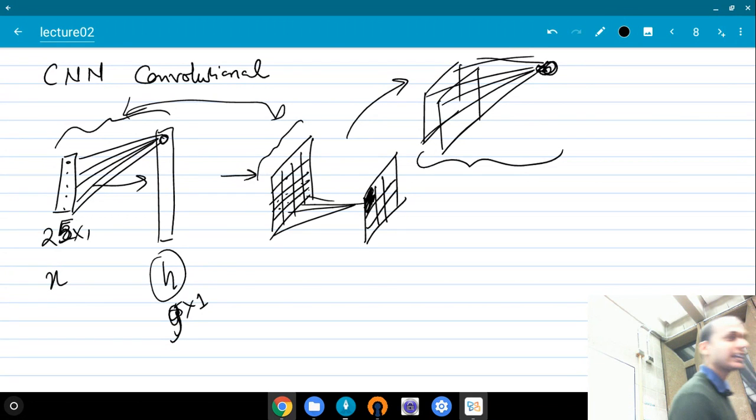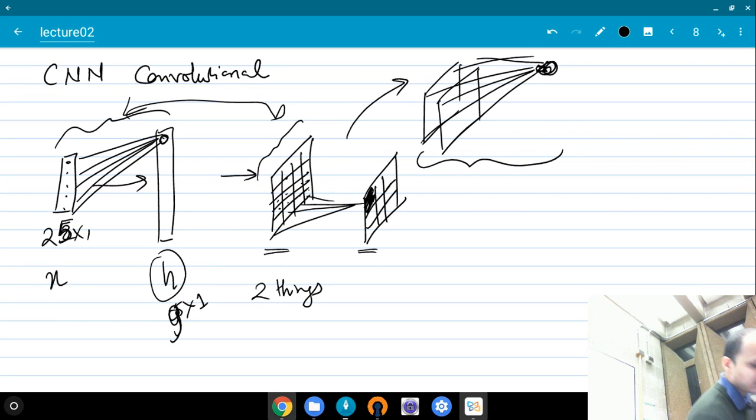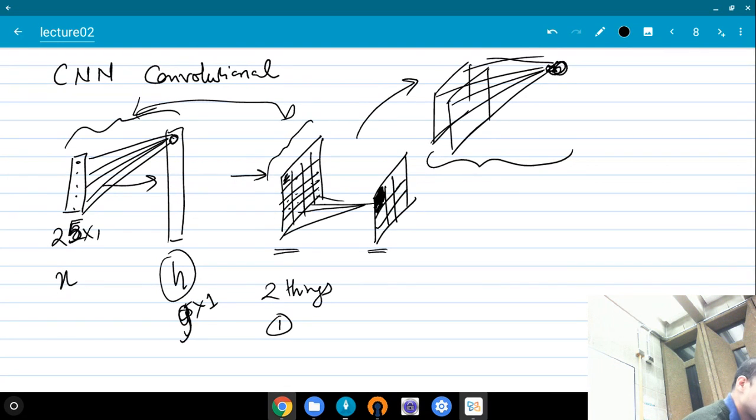We'll get back to this pretty soon. But even with this single 5 cross 5 matrix, we're going to do two things. First, we're going to drop some connections. What do I mean by that? This thing which I highlighted here, the black activation, I'm not going to connect it to every one of the 25 cells here.